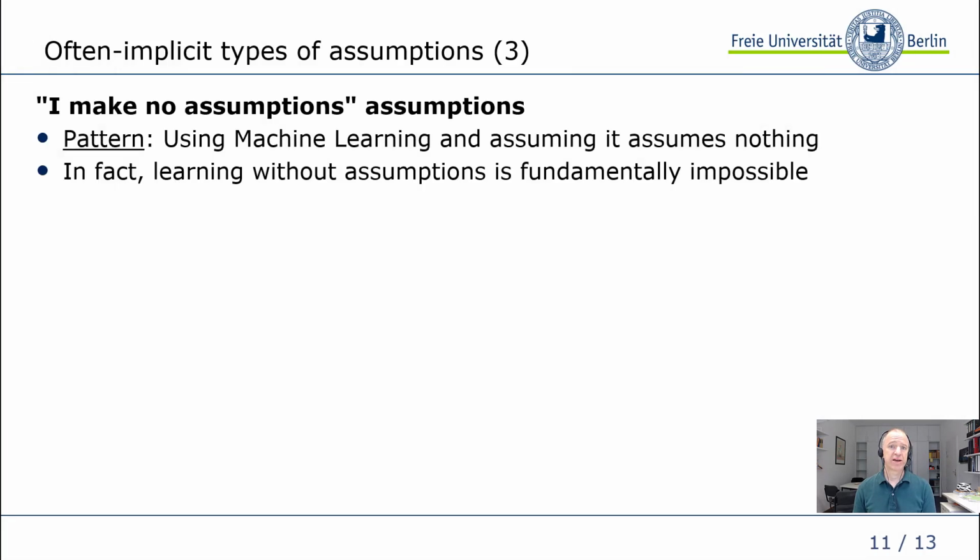A curious type of hidden assumption is the "I make no assumptions" assumption. I see this often when people use machine learning, that they are assuming their machine learning mechanism is totally neutral and does not assume anything, where in fact learning is fundamentally impossible without assuming something. So that cannot be true.